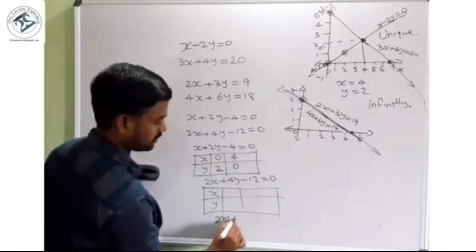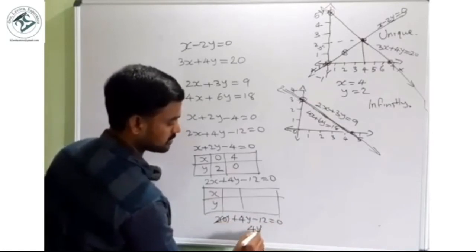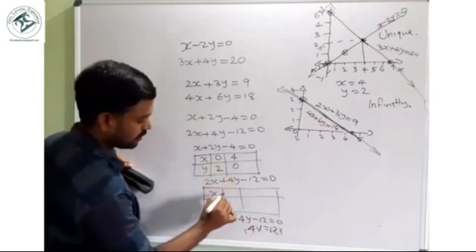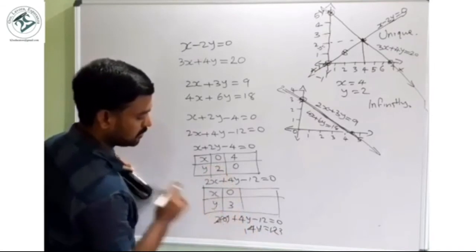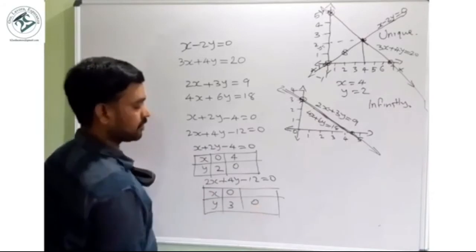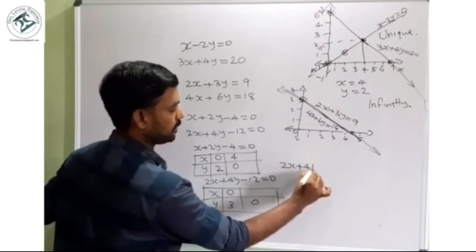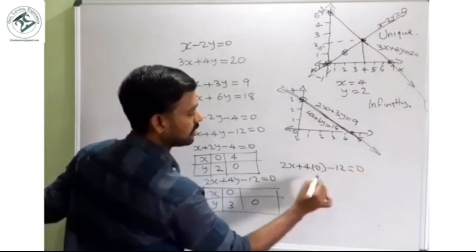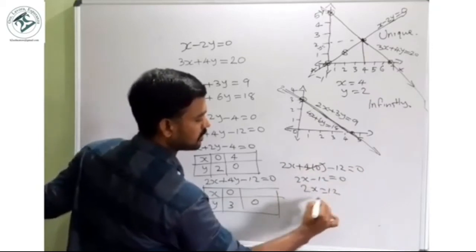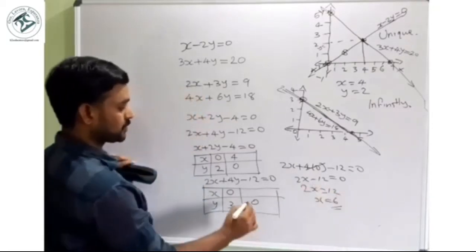2 into 0 plus 4y minus 12 is equal to 0. This will be 0. So 4y is equal to 12. Here 1 time, here 3 times. So we get y is equal to 3. So when x is equal to 0, y is equal to 3. Now y is equal to 0. We can give it here 0. So what will happen? 2x plus 4 into 0 minus 12 is equal to 0. This will be 0. So 2x minus 12 is equal to 0. 2x is equal to 12. So x is equal to 6, because this 2 transposes to the 12 divided by 2. So we get here 6.